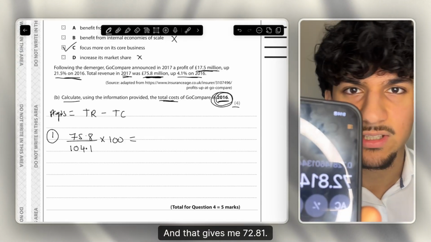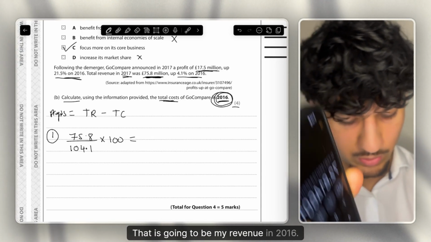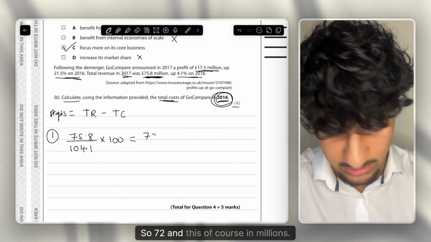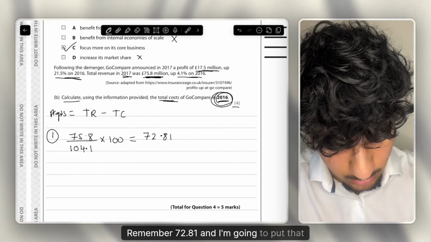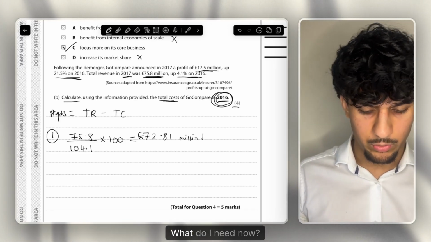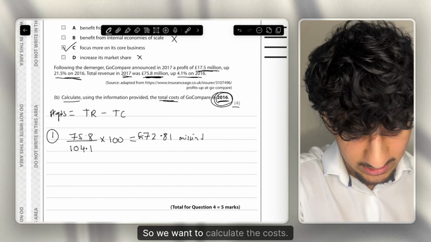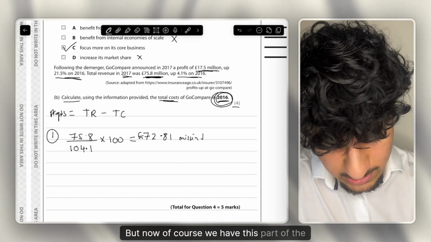And that gives me 72.81. That is going to be my revenue in 2016. So 72.81, and this is of course in millions, remember, so I'm going to put the pound sign and millions. So I've got my total revenue now. What do I need now? We want to calculate the costs. So we have this part of the equation.